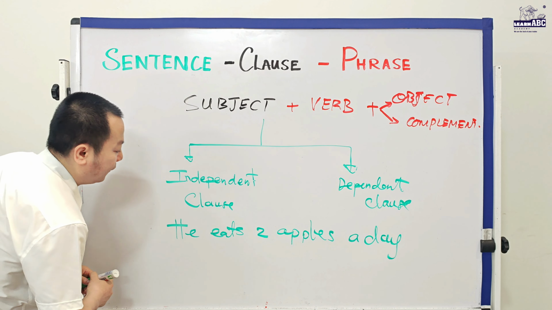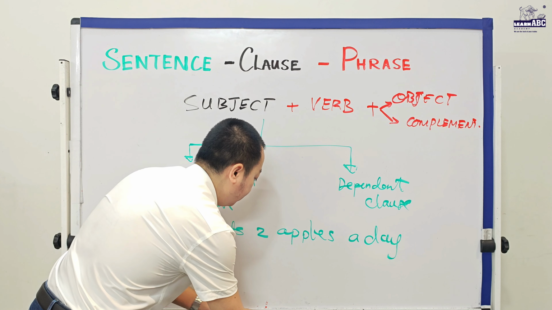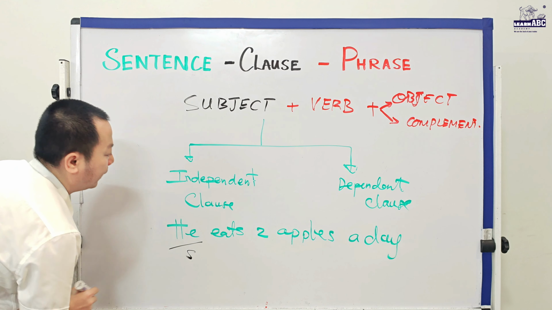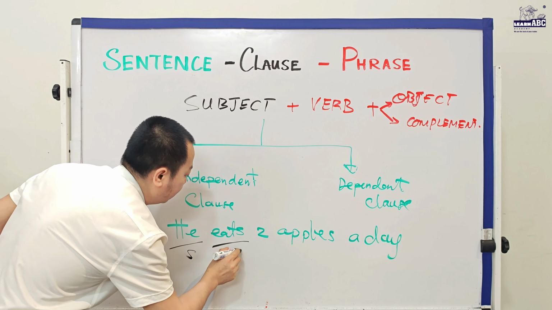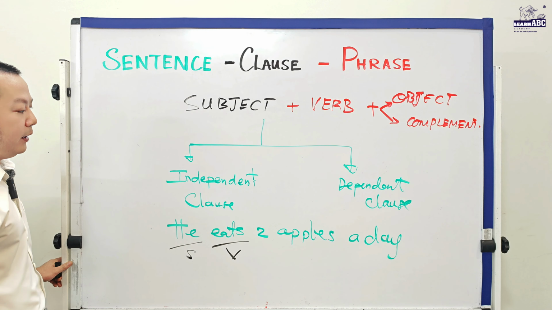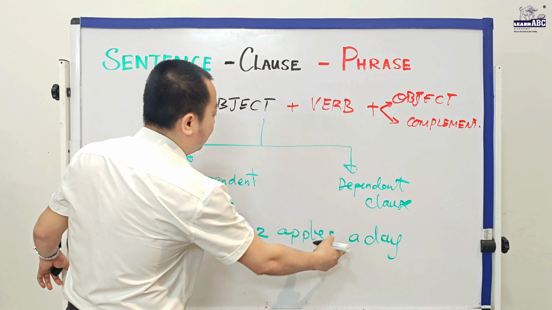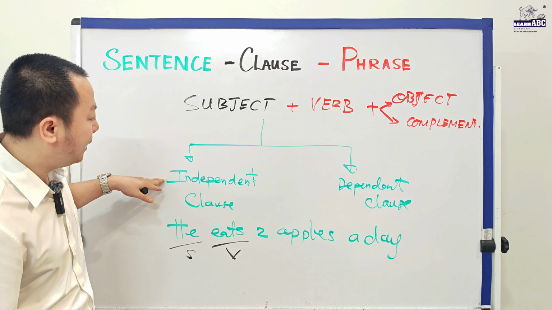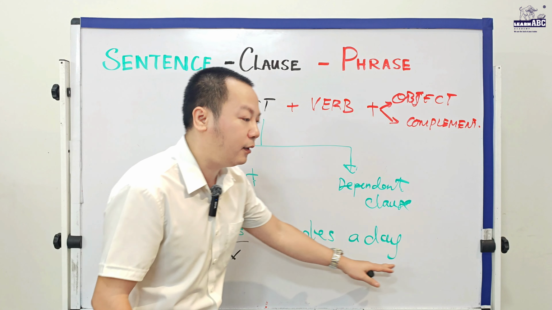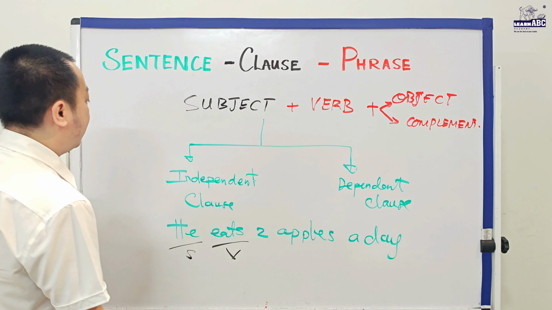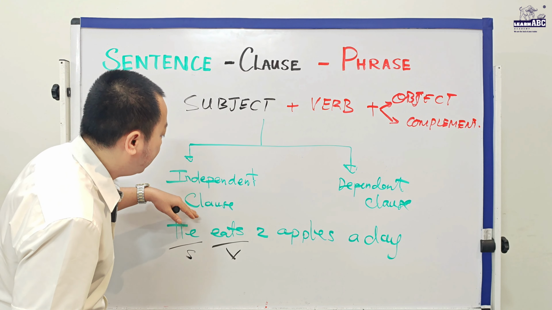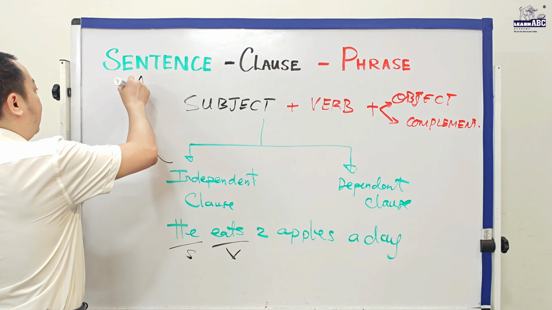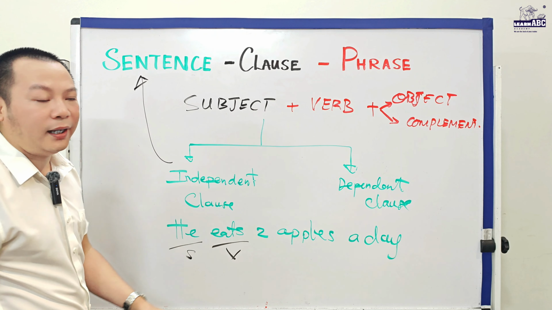So a clause also has a first component. What is the first component here? The first component here is a subject, and the second component is a verb. So now we have he eats 2 apples a day. This we call a clause, an independent clause. We don't need another clause to understand it. Actually, you can say an independent clause is a sentence. You can say an independent clause is exactly a sentence, right?